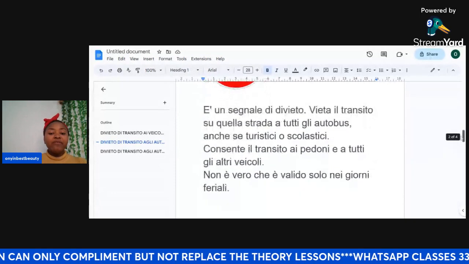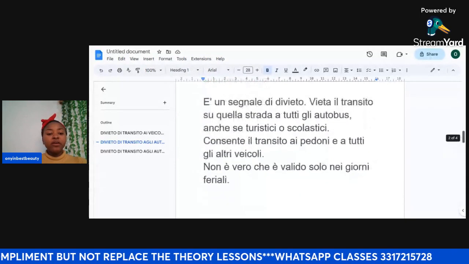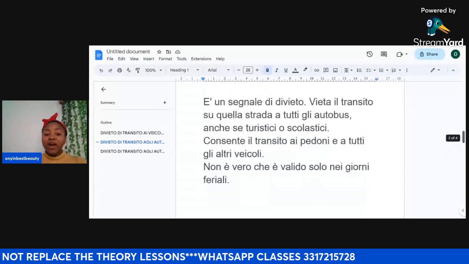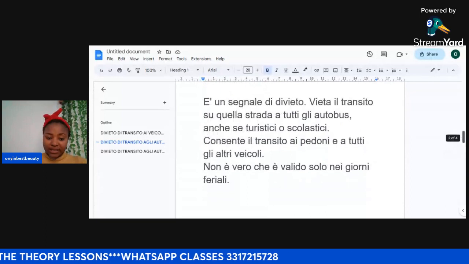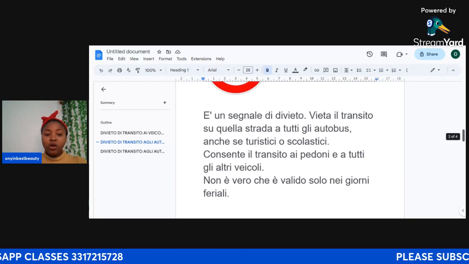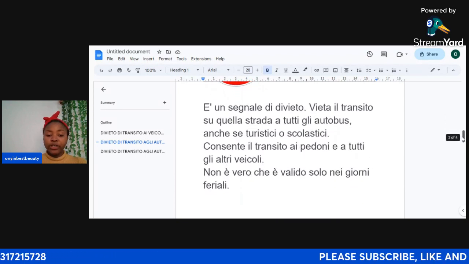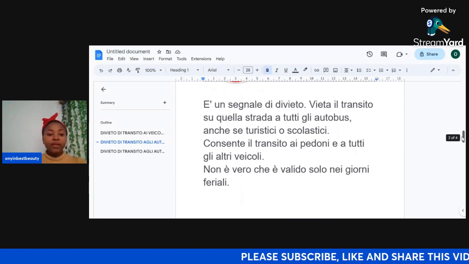Non è vero che è valido solo nei giorni feriali. Now, it's not true that it is valid for only working days. It is not true that this sign is valid for only giorni feriali.